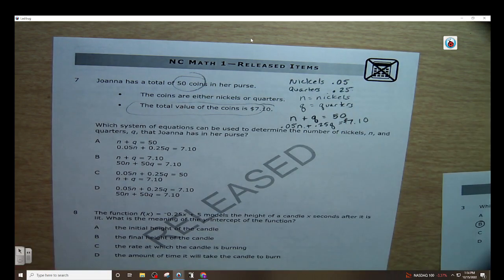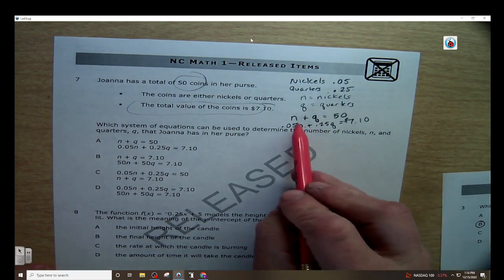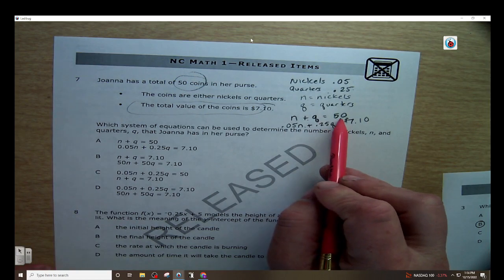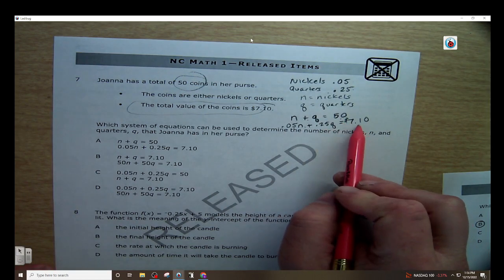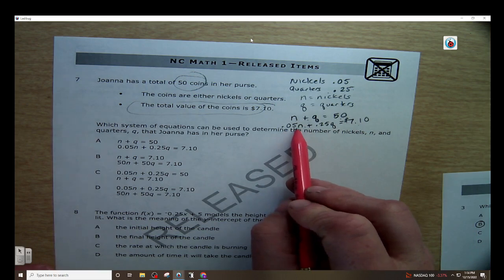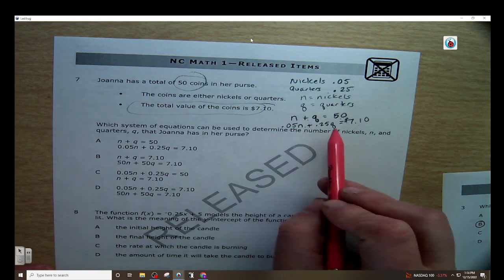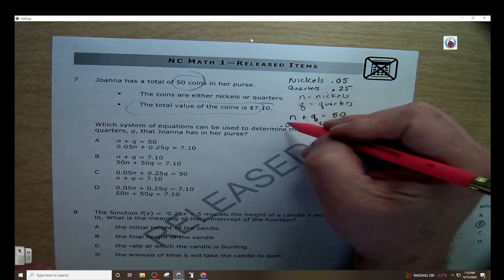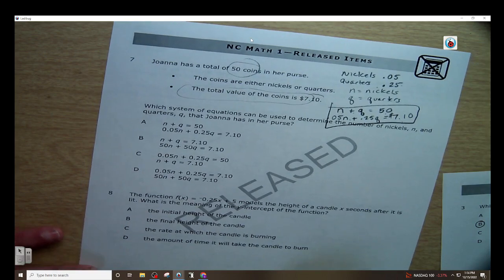All right. Now, let's go back. Nickels plus quarters is 50 coins total. The value of those coins is $7.10. Well, I know every nickel is 5 cents, every quarter is 25 cents, and it gives me a total of $7.10. So this is what you need to look for in your answers.